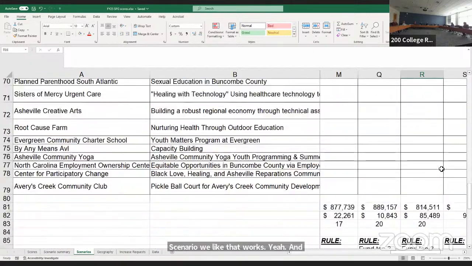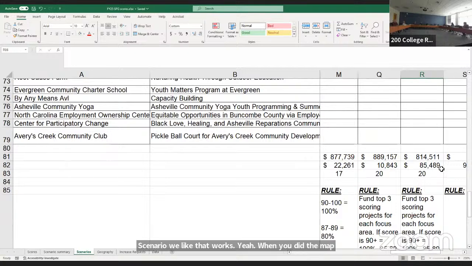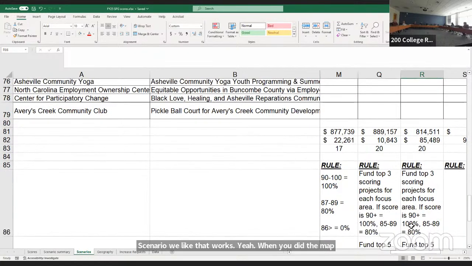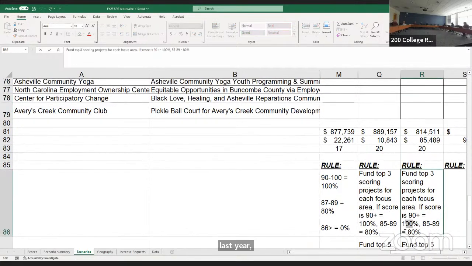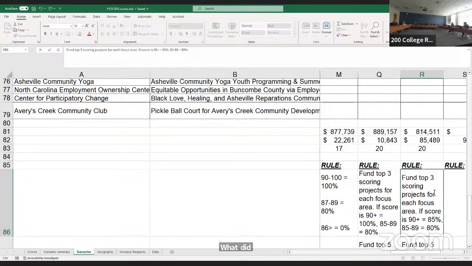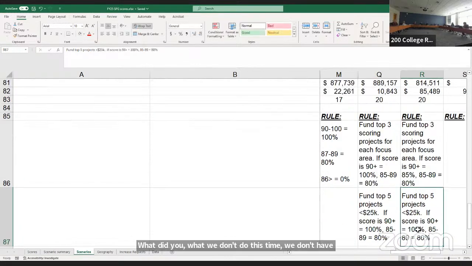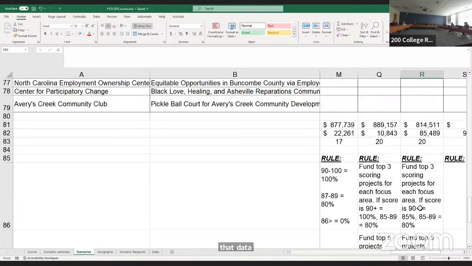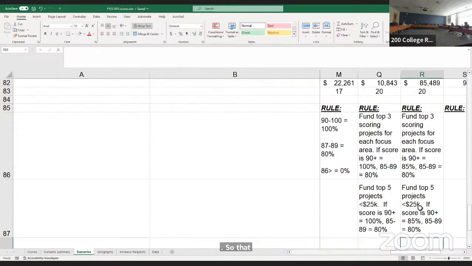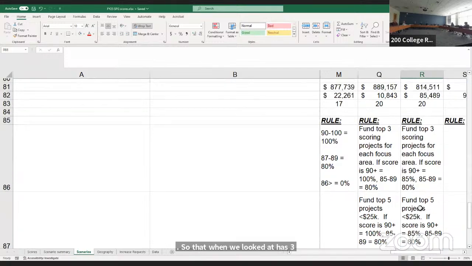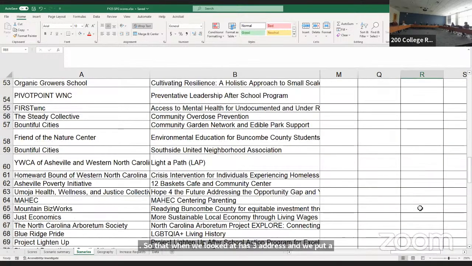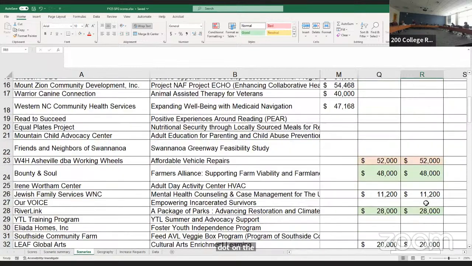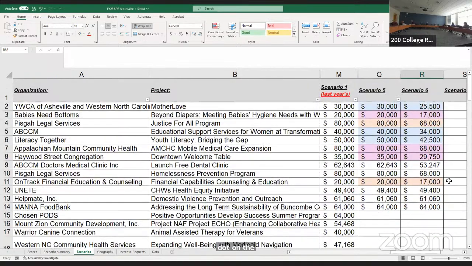When you did the map last year, this time we don't have that data, or do we? We do, it was their service locations. Oh, okay. We said give us the address of everywhere you deliver services. So when we looked at it, it has 3 addresses, and we put a dot on the map for any service location. So it made a nice representation of the reach.